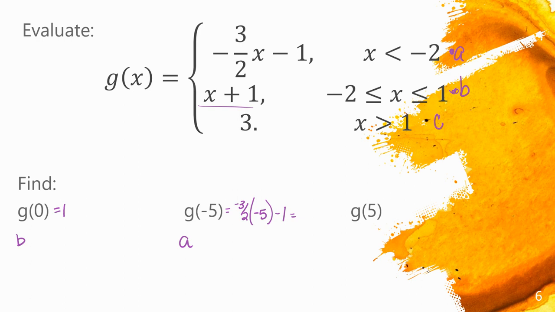Negative 3 halves times negative 5 is 15 halves, or 15 over 2, minus 1, which is 2 over 2, gives me 13 over 2.